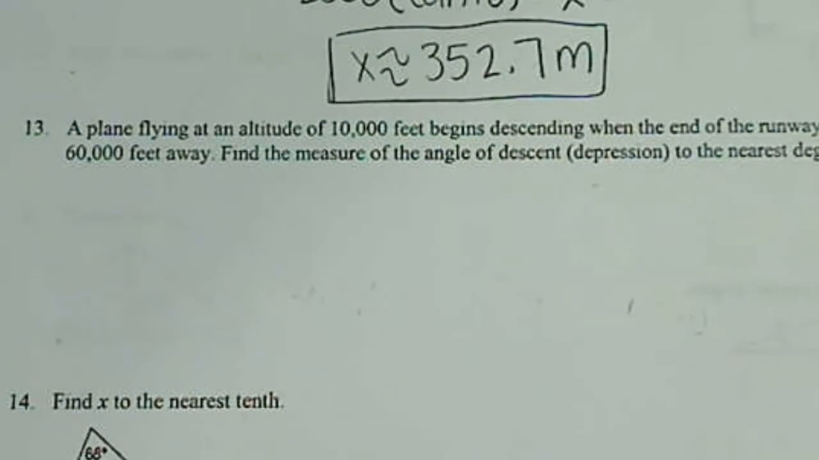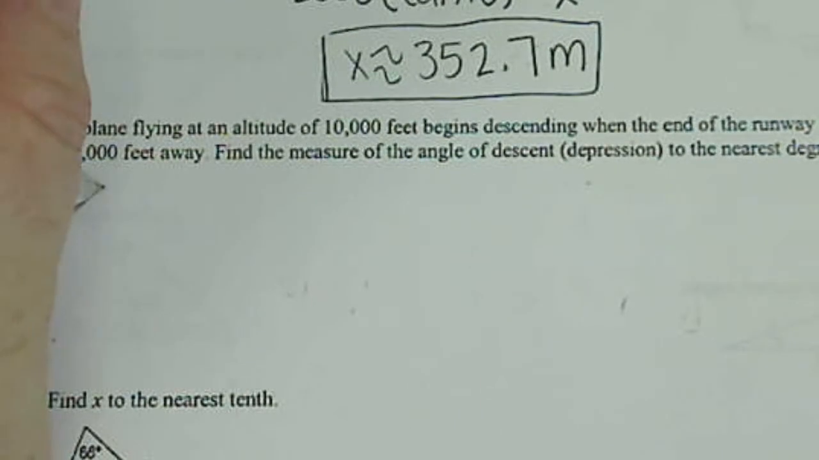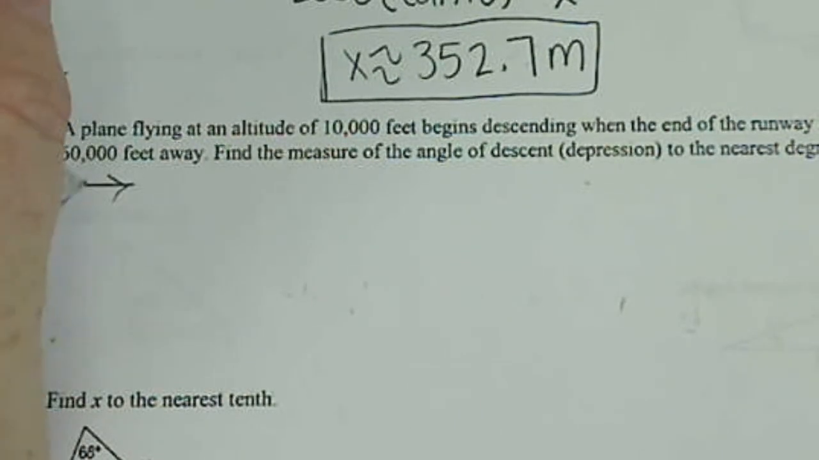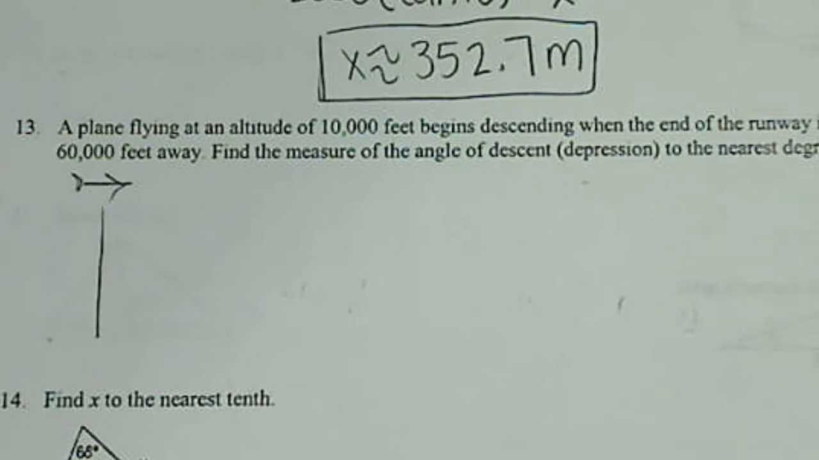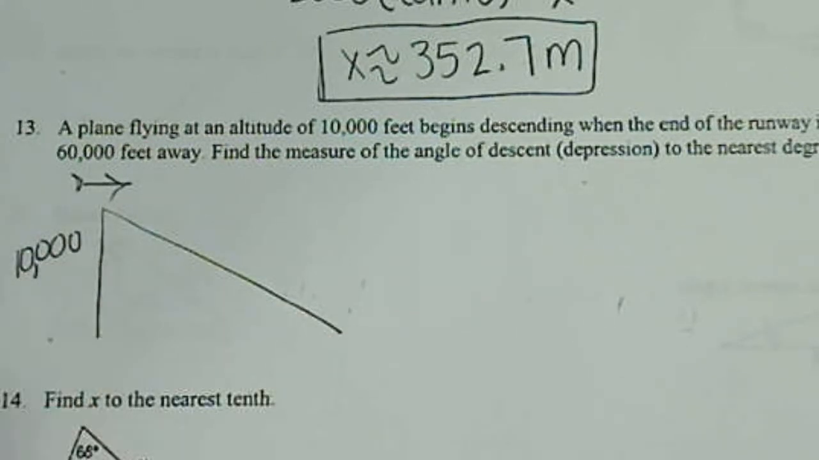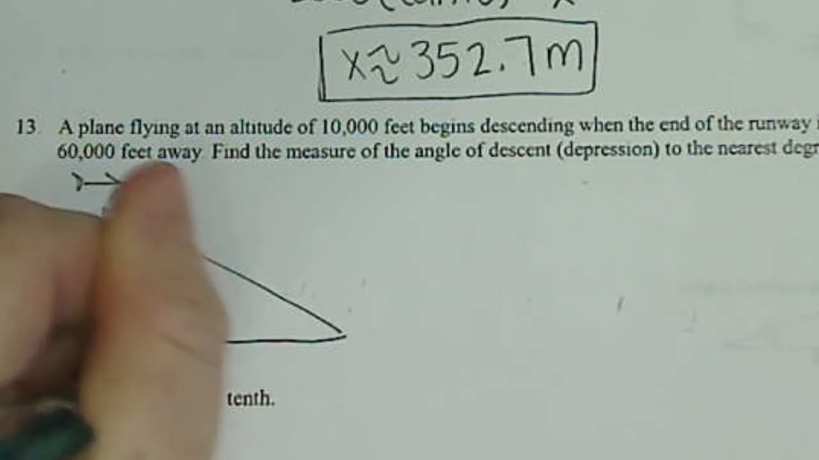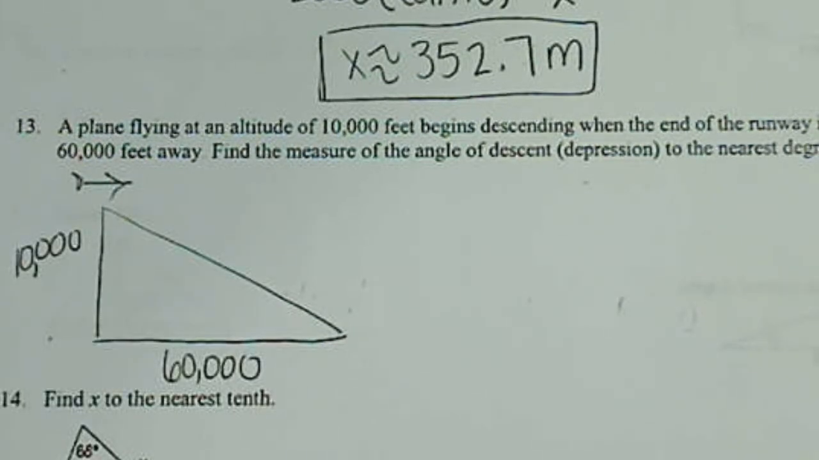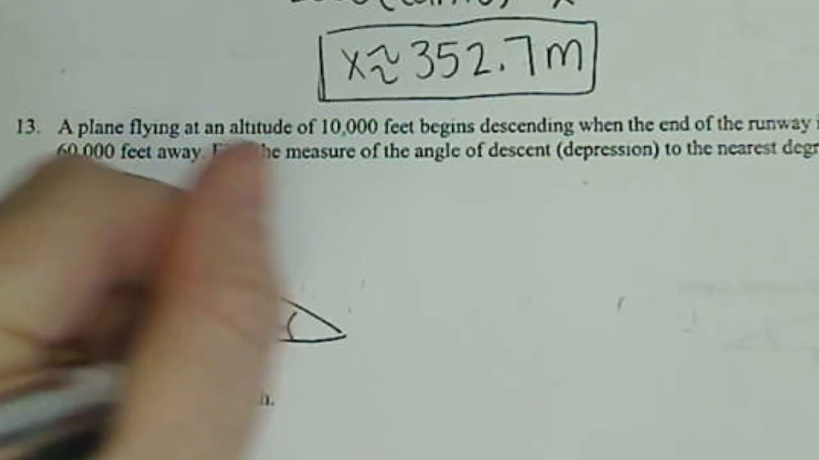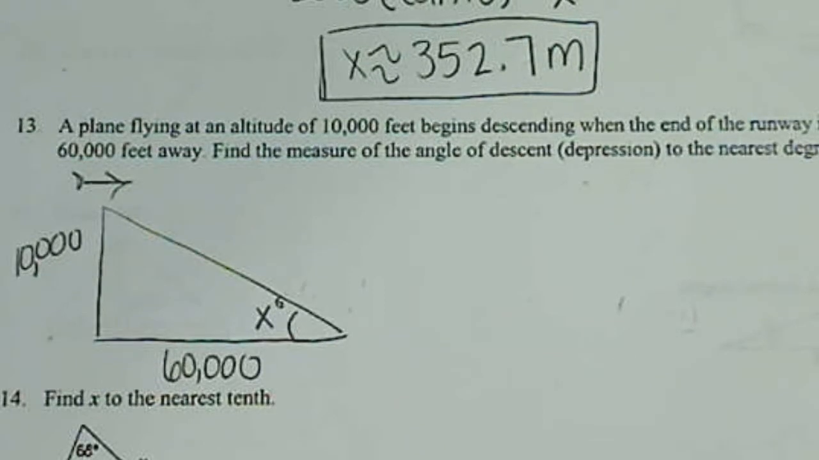Okay, number 13. A plane flying at an altitude of 10,000 feet. So here's my plane. Altitude means height. So this is 10,000 feet high. And it begins a descent, so it's going down. And the runway is 60,000 feet away. I want to find the measure of the angle of descent, that's this right over there, to the nearest degree.